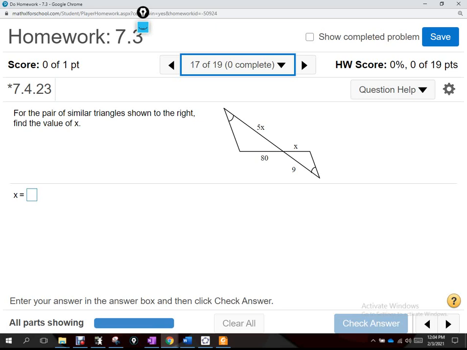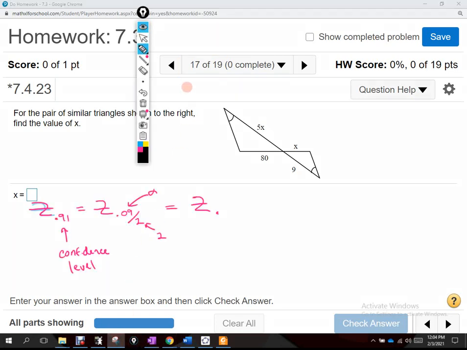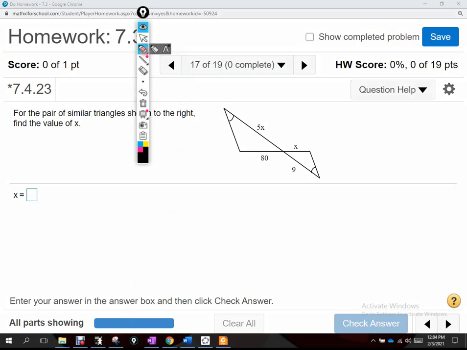Okay, so 17 says for the pair of similar triangles shown to the right, find the value of x. As we look at this, I think it's good practice, even though they don't put them in here, for us to label some points. It will make your life so much easier. So I'm going to call this point up here A. Just call this one B, C, D, and E.